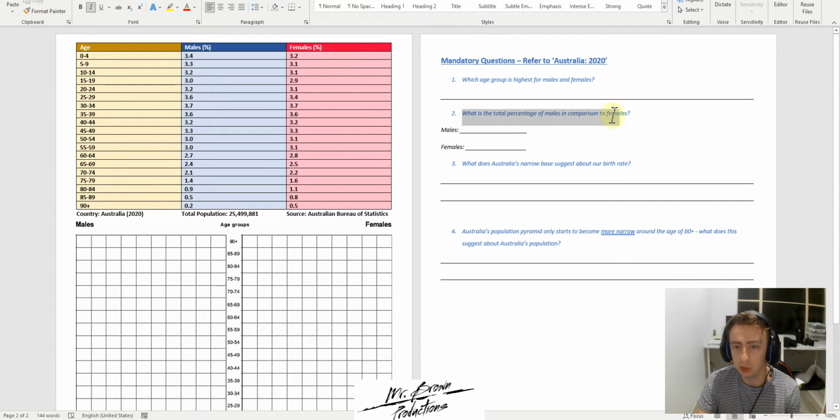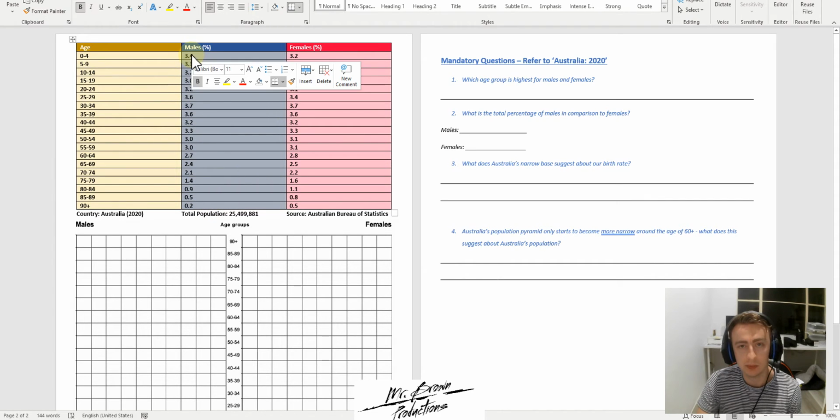Question 2 is what is the total percentage of males in comparison to females? So how you would work that out is you would add up all the percentages here in a calculator. So 0.2 plus 0.5 plus 0.9 plus 1.4 plus 2.1, etc. And then you would write that down here for males, and then you do the same here for females, or you can just write the leftover amount there. Then I want you to answer questions 3 and 4.